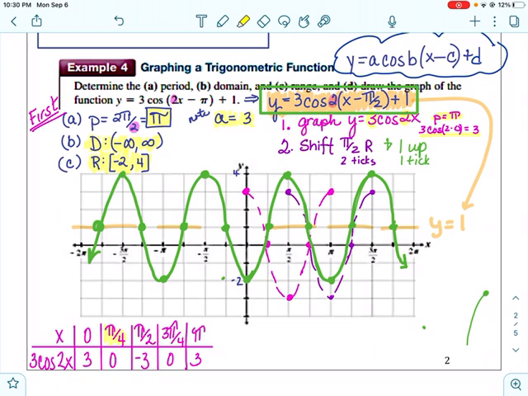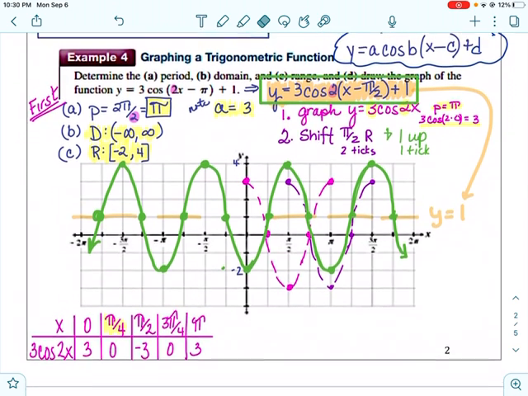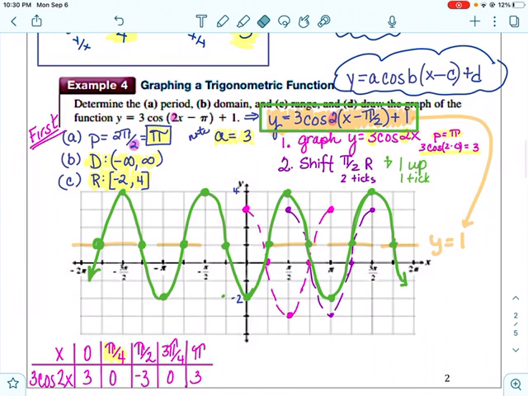So that finishes up our graph of y is equal to 3 cosine 2x minus pi, and then plus 1, considering all the translations that we have.